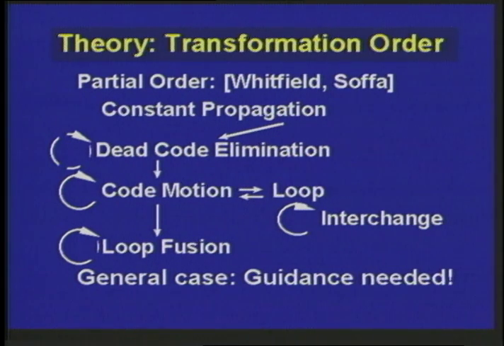So in fact, that means you might want to do transformations more than once. And in practice, compilers don't loop on a transformation to see how many times it needs to be done. So some choice is made as to how many times to do a transformation. And the other thing is this is just a partial order. It's not a total order. So in fact, judicious choice is still going to be needed in the general case.